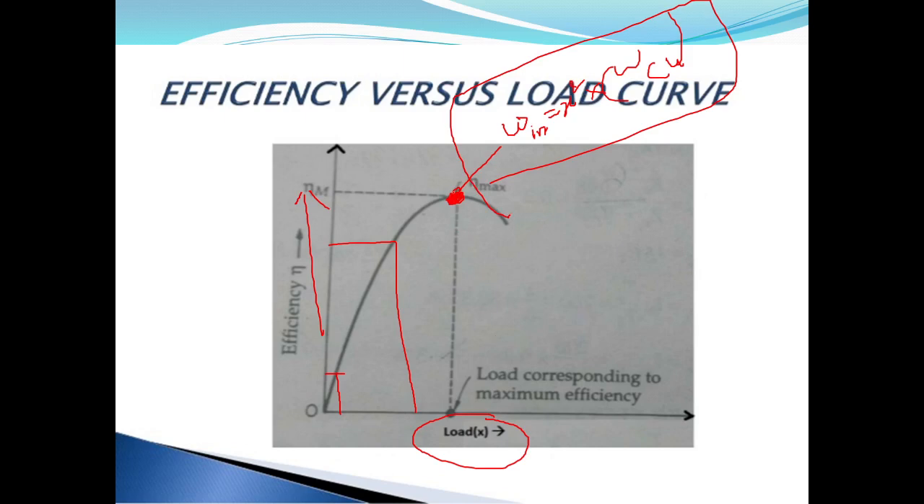After reaching the maximum efficiency point, the curve declines. Why? Because the copper loss increases more and more. It influences the output power, so the output power also reduces. In this manner, the efficiency also decreases after the maximum efficiency point.